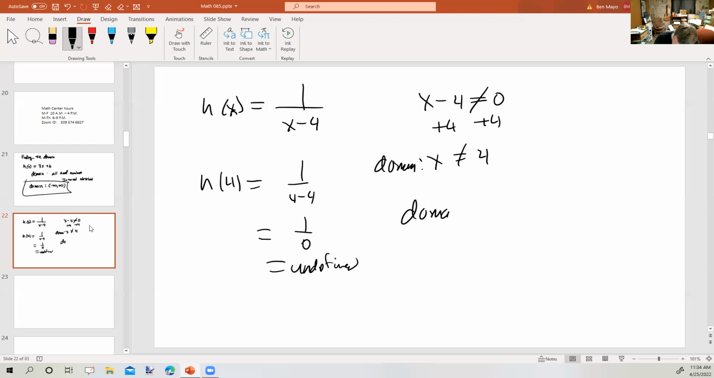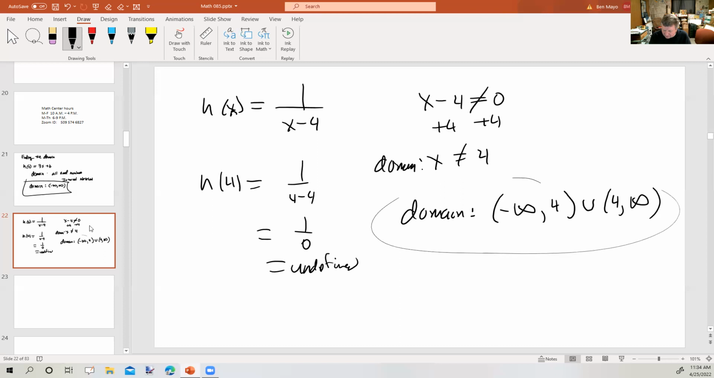How would we write that in interval notation? Everything from negative infinity up to but not including 4 in union with everything after 4 on up to positive infinity. Okay, so I know this is a little bit harder to write than that, but this would be how you would say everything but 4 using interval notation. Any questions about that?